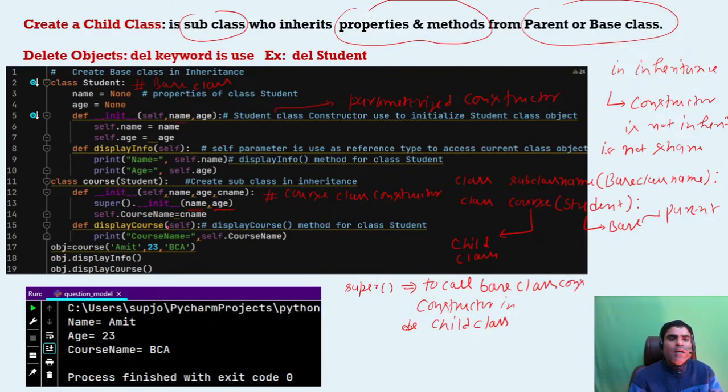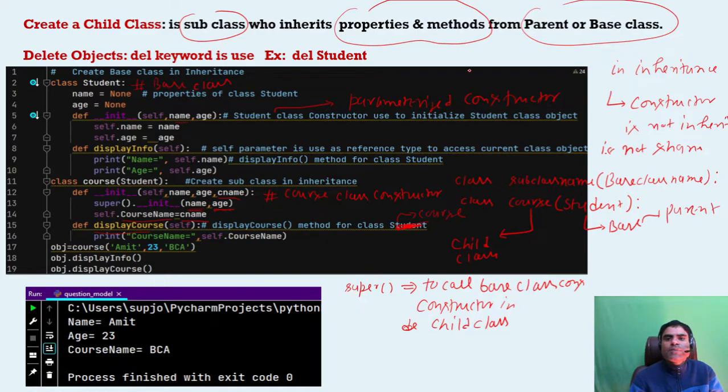Now this Course class has one property, course name, which will be initialized with this. This is also a parameterized constructor in the subclass, with the course name. And this subclass also has one method, display course. This display course method is for the class Course, not for the class Student. Here we just print the course name with self dot course name. Now you can see we are creating the object of the subclass, not the object of the base class.